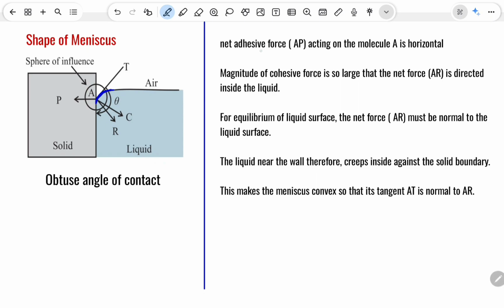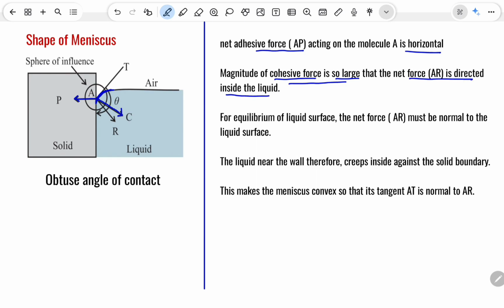So, let's see the forces. We have an adhesive force AP, which is horizontal. Then, we have a cohesive force, which is very large. It is AC over here, like this. And obviously, that AC force is making an angle of 45 degrees with the solid surface as well as the liquid surface. Now, since the cohesive force is very large, the net force AR is directed inside the liquid.